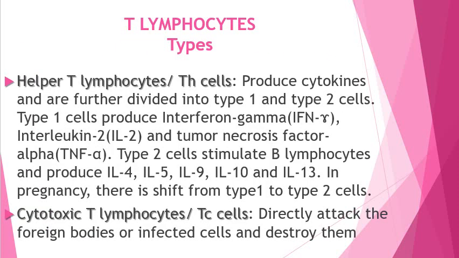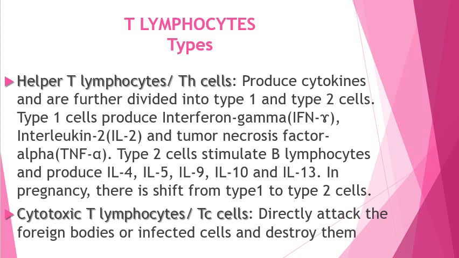So T lymphocytes, there are two types of T lymphocytes. One is the helper T lymphocytes, also called TH cells, and cytotoxic T lymphocytes are called TC cells. Helper T lymphocytes produce cytokines and are further divided into type 1 cells and type 2 cells. Type 1 cells produce interferon gamma, interleukin 2, and tumor necrosis factor alpha or TNF alpha. These activate macrophages and are responsible for cell-mediated immunity.